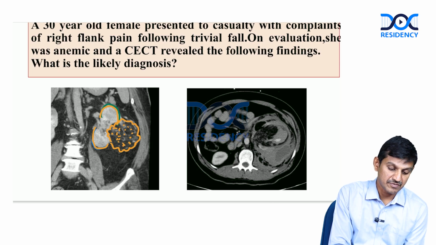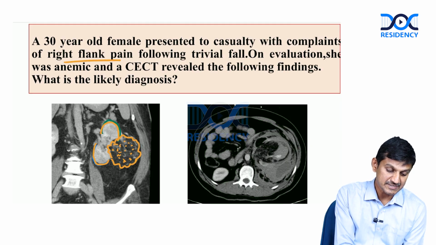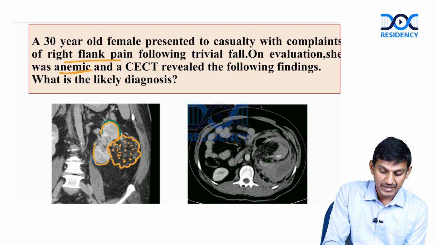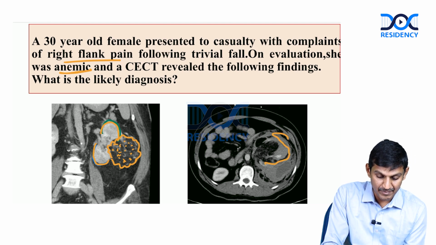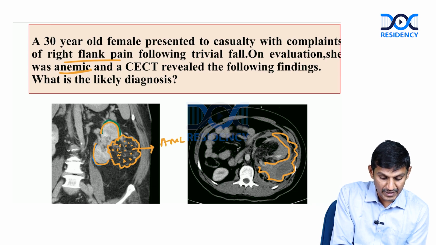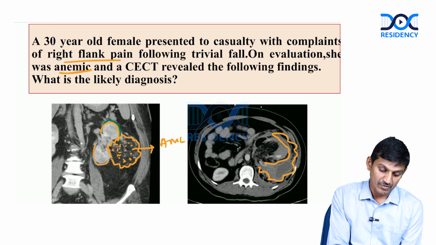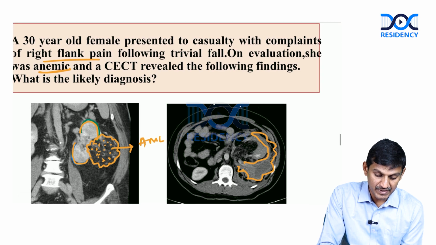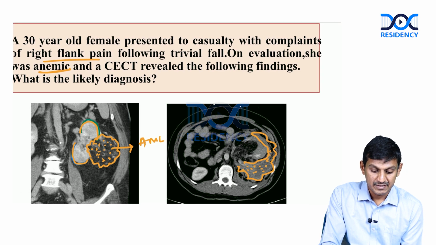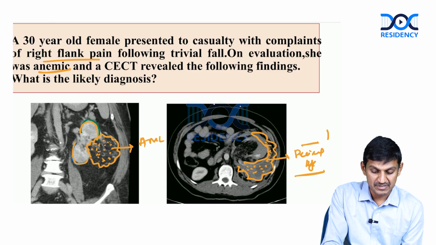This patient presents with right side severe flank pain following a trivial fall, and she is anemic. Anemic means something bleeding has happened. So this is probably a case of angiomyolipoma, a benign tumor which can be diagnosed with clarity on plain CT only. But following a trivial trauma, since it's a very vascular tumor, it results in perirenal hemorrhage. That means she is bleeding continuously.